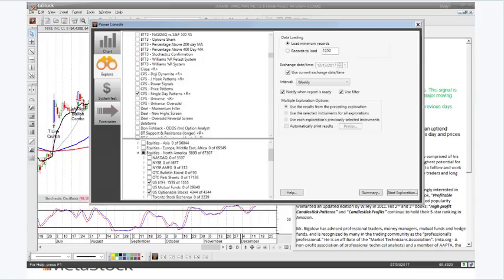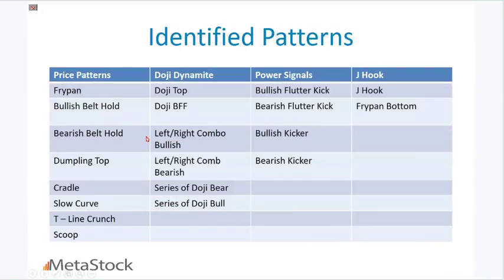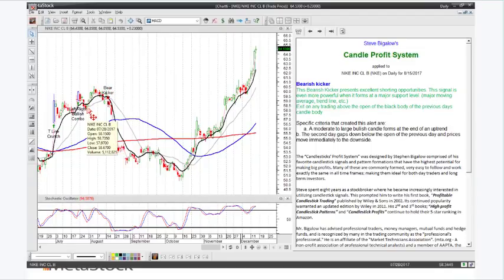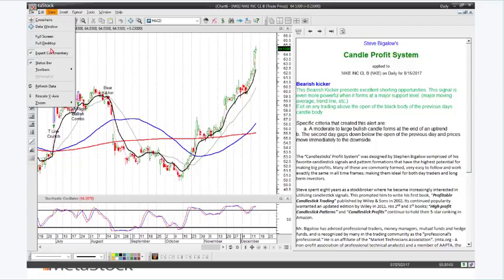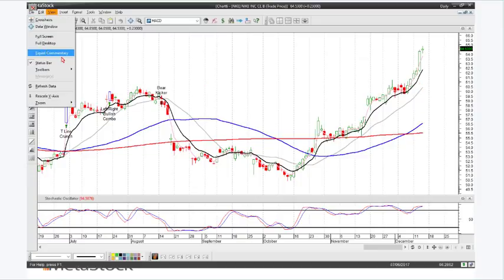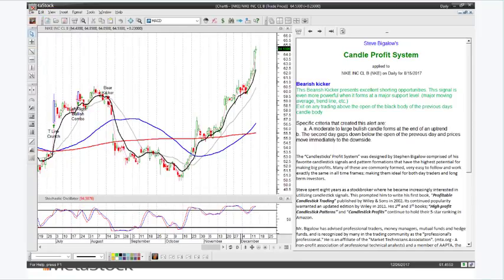NP says, does it identify the patterns as shown on the screen with the text on the chart and the info to the right? Yes, we're looking at a live chart right now, so exactly what you're seeing is exactly what you would get. When you initially open it up, you might not see this commentary. To open up that commentary window, just go to View, Expert Commentary. That'll open up this window. You can move this window too, by the way. If you want it on the other side, you can have it on the other side. But this is exactly the way the product will look for you.